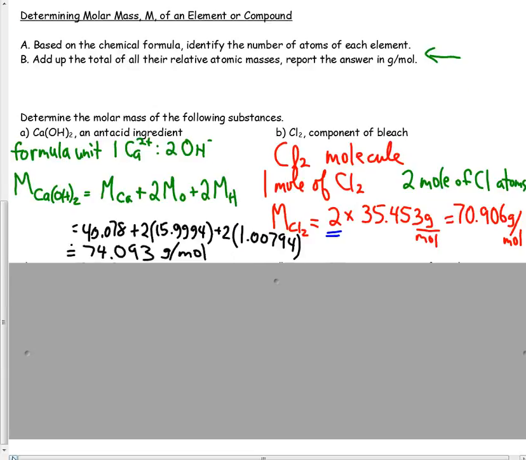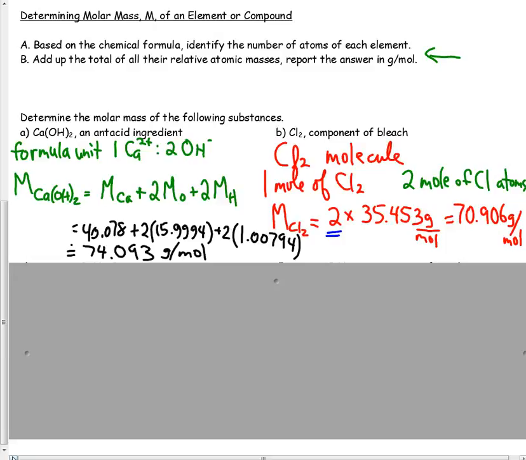And our final answer there in grams per mole is 74.093 grams for 1 mole of calcium hydroxide formula units. Notice how I've rounded my answer. If you're remembering the rules for significant digits, here we are adding, and we're going to go with, you guessed it, the least number of decimal places.